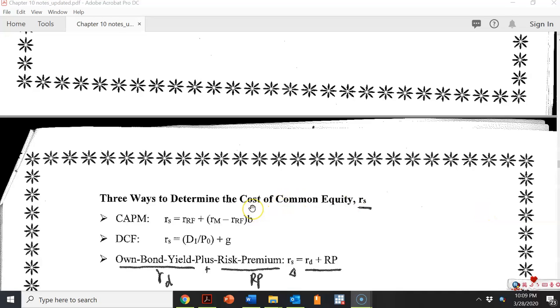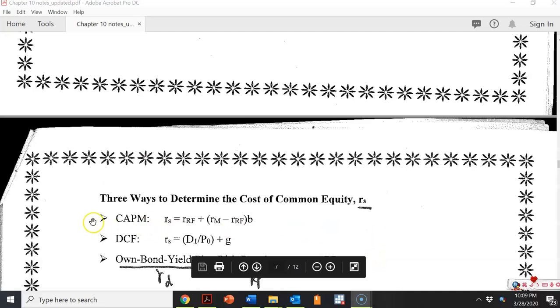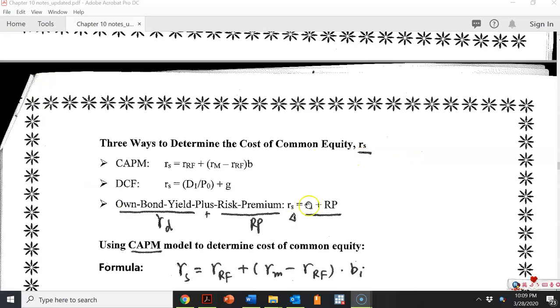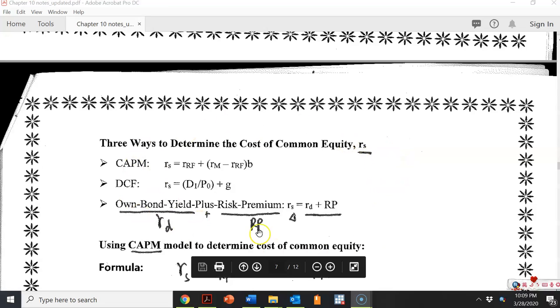And for the third component, cost of common equity, I was encouraging you to work on your own using 3 ways: CAPM, constant growth model, and own bond yield plus risk premium to calculate cost of common equity. Based on the information we know about this firm in the earlier part of the notes, I hope you already figured out and have your own answer for RS without looking at the solutions. But let's look at the solutions here.